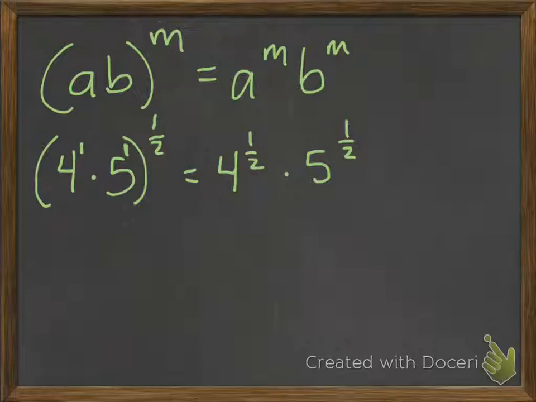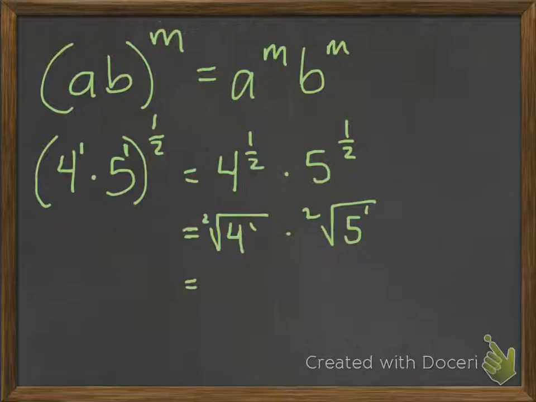Whenever you write your final answer, I want you to put it back in radical form. Going back to what we talked about on Friday, remember the bottom number of the fraction always goes outside the root. So this is technically the square root of 4 to the first power, and this is the square root of 5 to the first power. I can take the square root of 4, but we can't take the square root of 5. So the square root of 4 is 2, and the root 5 just stays part of the problem. So that would be the next rule.